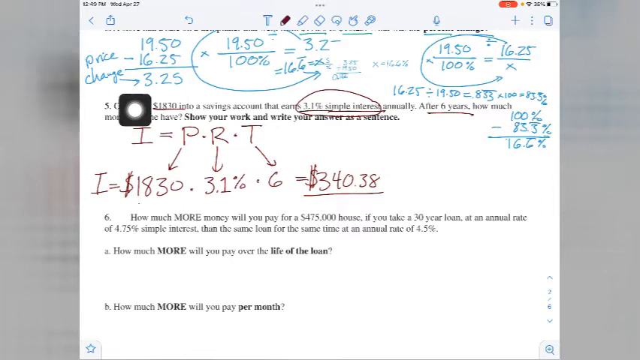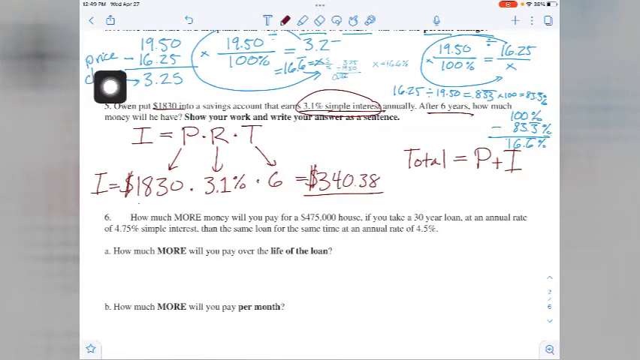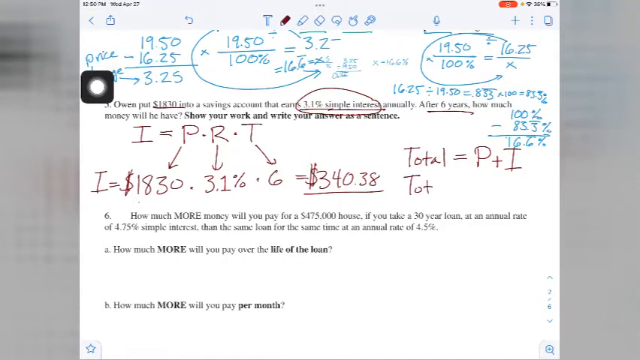But it doesn't ask how much interest it is. It asks how much money it is. So the total money is equal to the principal plus the interest, because he didn't go from 1830 to 340. He added 340 to his money. So the total money now after 6 years is the principal, which is 1830, plus the interest, which is 340.38, and the total amount for that is $2,170.38. So you have to add those together.